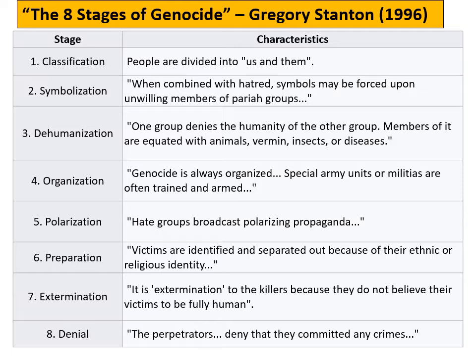So the original 8 stages involved first a classification into us versus them, so some kind of labeling that says we're the in-group, we're the correct group, our nation is this, these are the outsiders, these are the pariahs, these are the people who have glommed onto us. Any kind of division that separates a good guy and a bad guy can be the first stage of genocide.